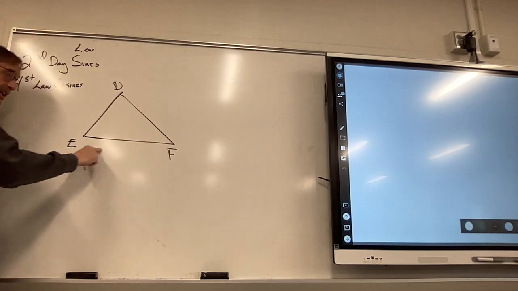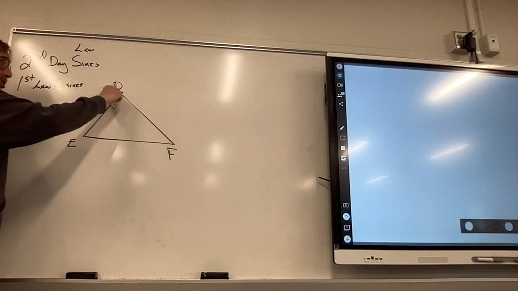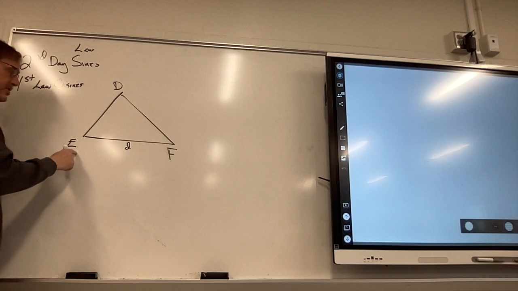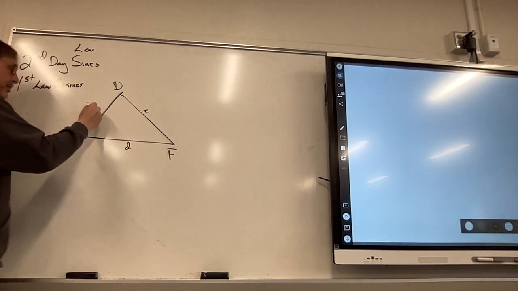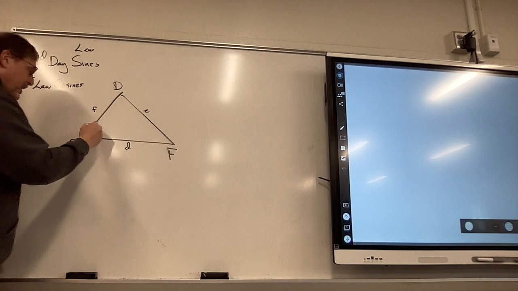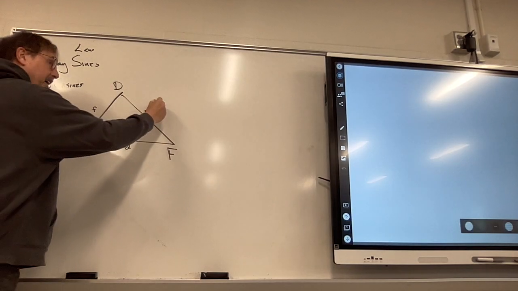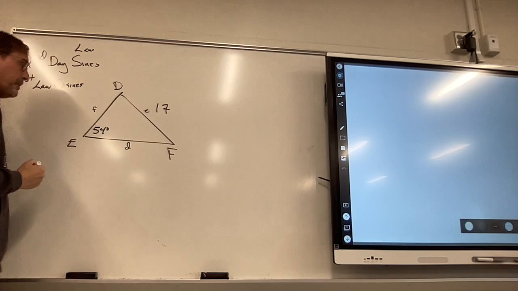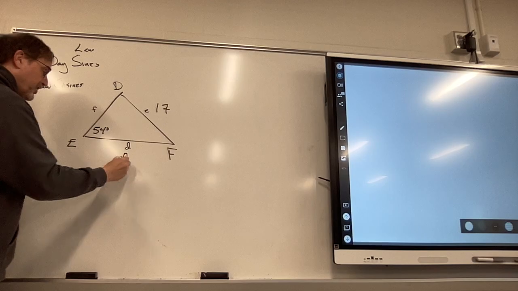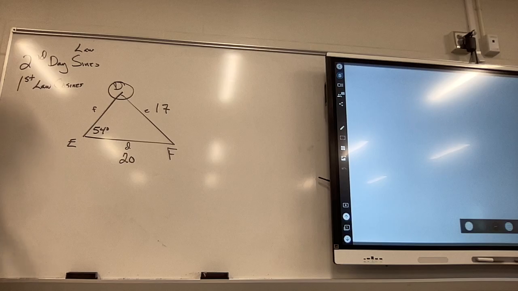This side might be on your worksheet as side EF. We could also call it side little d. This is across from E and across from F. On today's example, I'm going to have 54 degrees on angle E. Side E is 17 somethings long. Side D is going to be 20 somethings long, and I'm going to be asking you to find angle D.